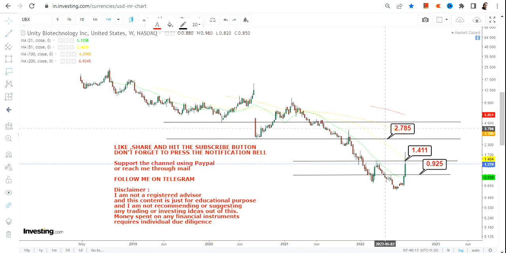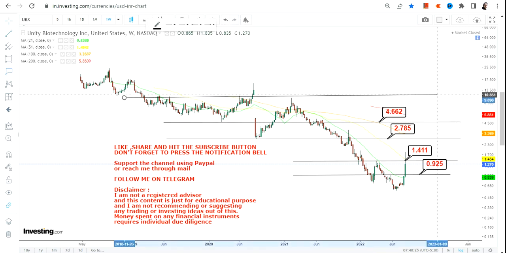Beyond 2.78 we have 4.66. Beyond 4.66, as you can see, the stock has fallen with a gap.